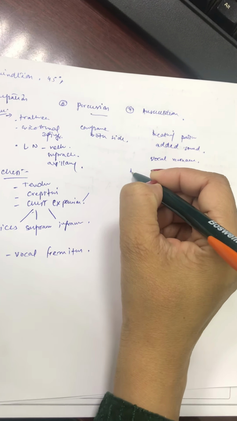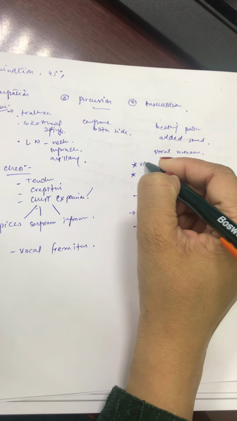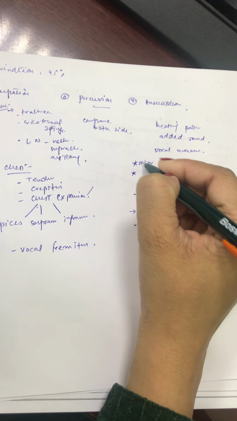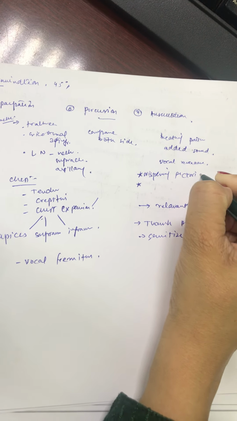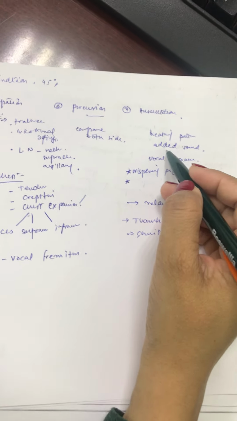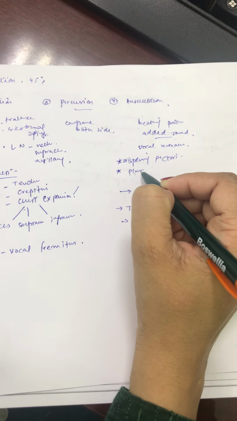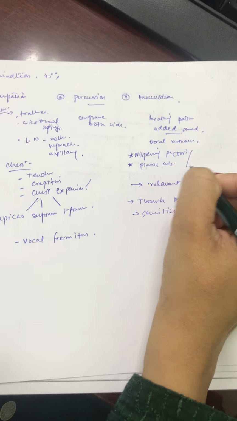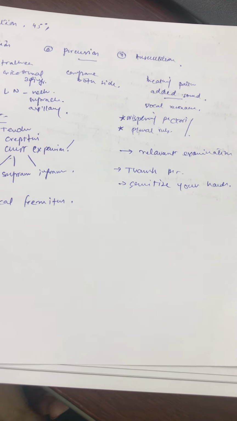In auscultation, two other terms are used. One is whispering pectoriloquy. An added sound, and the pleural rub, you can find these things when you are examining the patient.